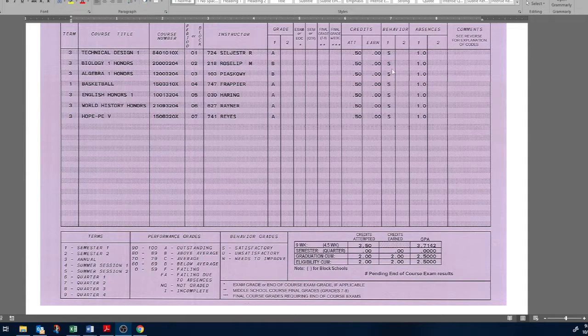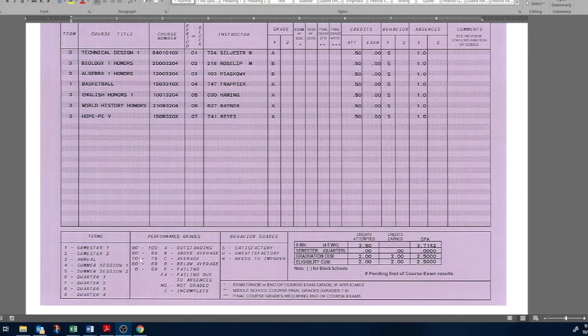You have your behavior columns here. S is satisfactory, U unsatisfactory, N needs to improve. And then you have your absences. Your absences are accumulated by period, not by day, so you can have more absences in one period than another. If you see something that is off, you should talk to your teacher about why there is more or less in one period.